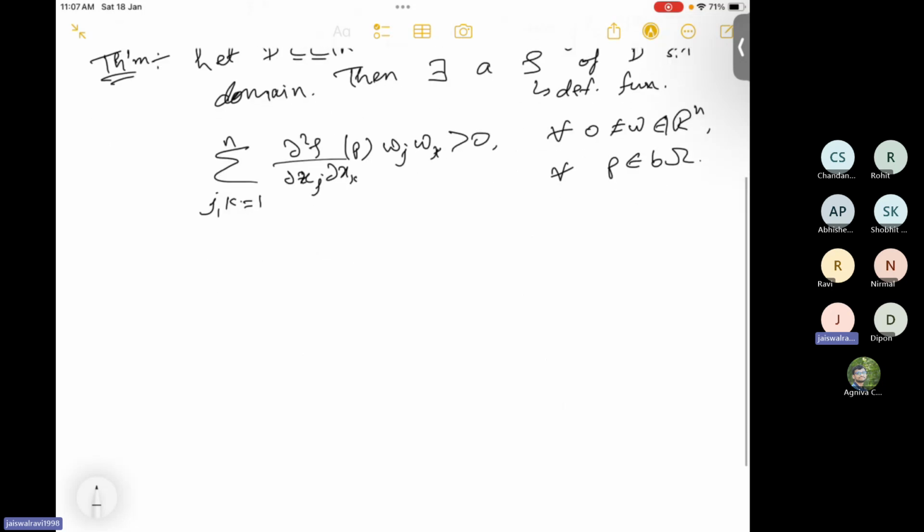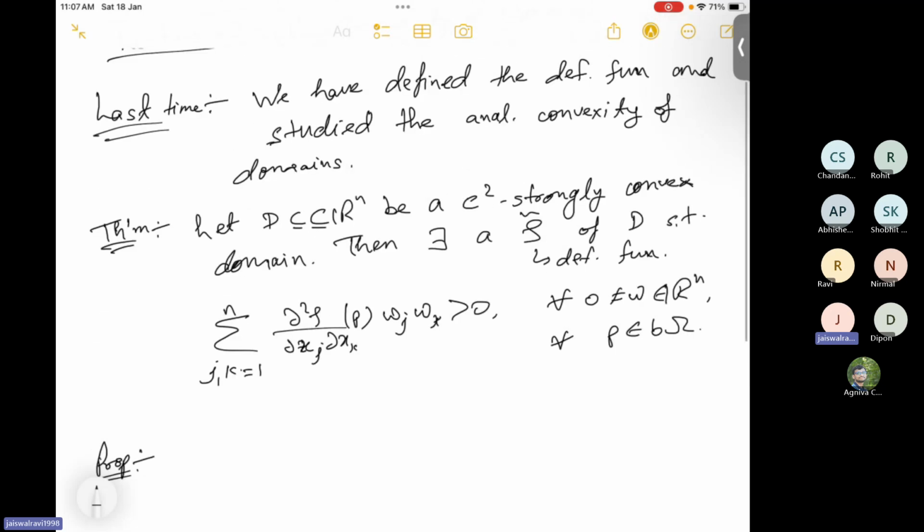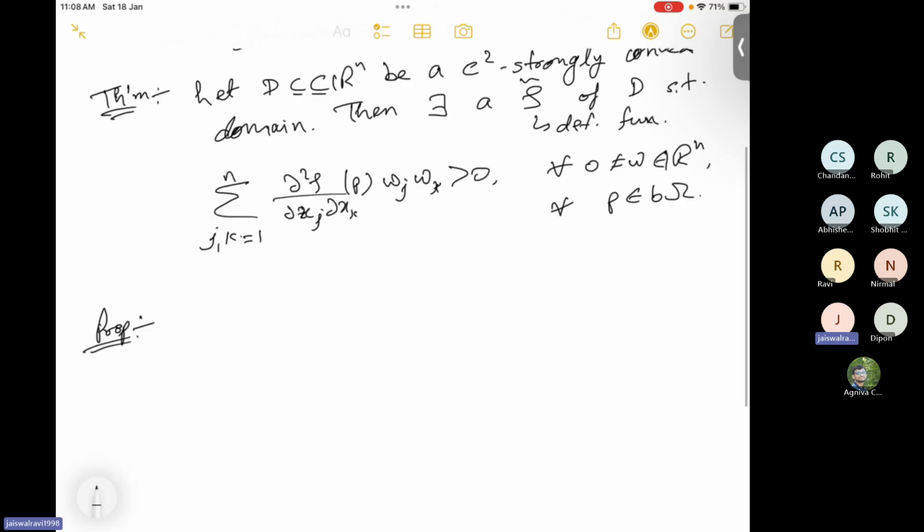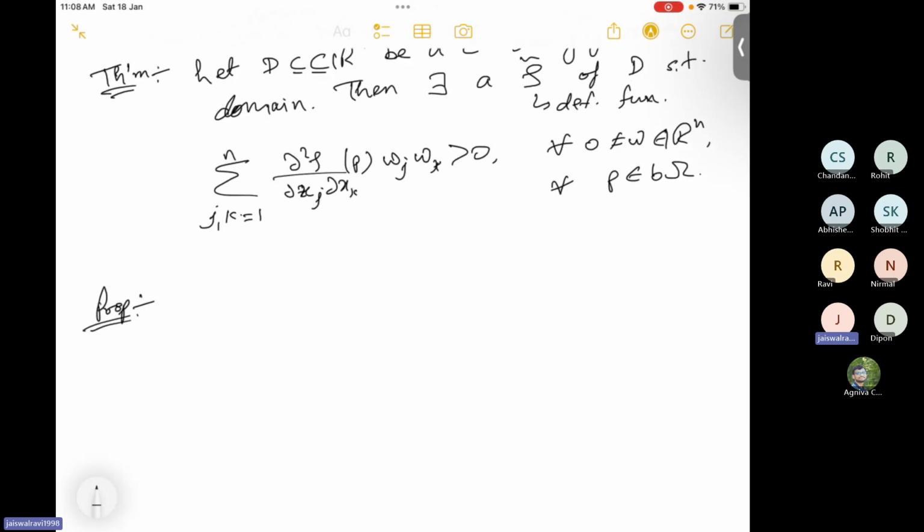So we'll use this theorem to prove one important result. So now what we will prove? The proposition. We'll prove that if the domain is a strongly convex domain, then it is convex in the usual sense. That is, if x and y are in the domain, then tx plus 1 minus t y is also in the domain.